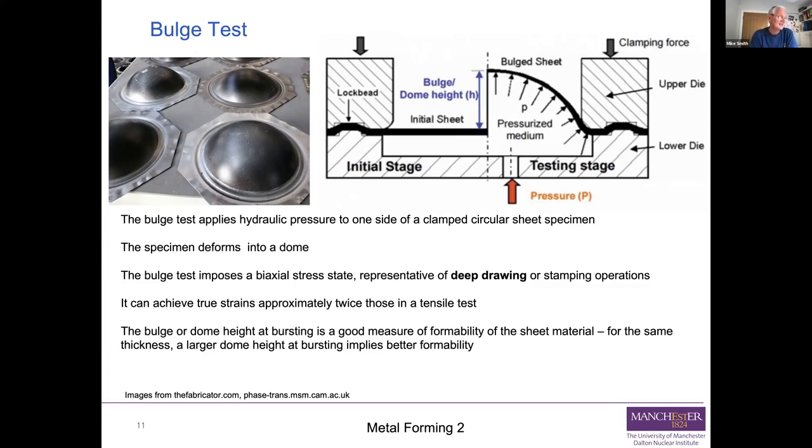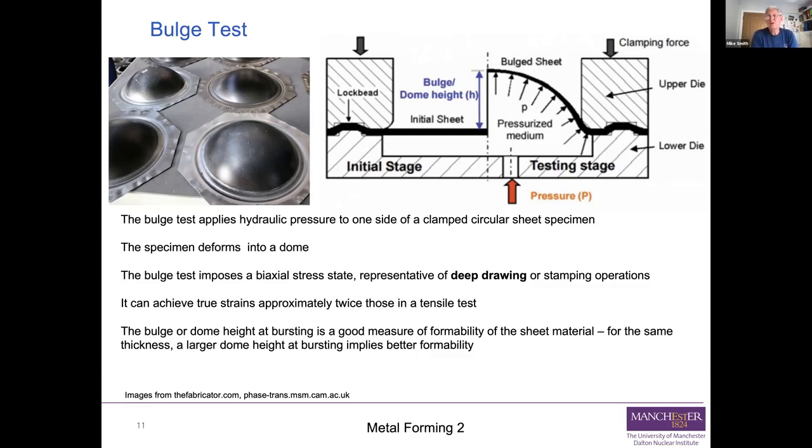How formable is it? You use the bulge height, the dome height at failure, as a crude measure of how formable your material is. How much deformation can I put in? That allows you to rank alloys and processing routes for the deep drawing operation that you wish to perform. How much strain do I need to be able to take? And you can also use it for quality control.